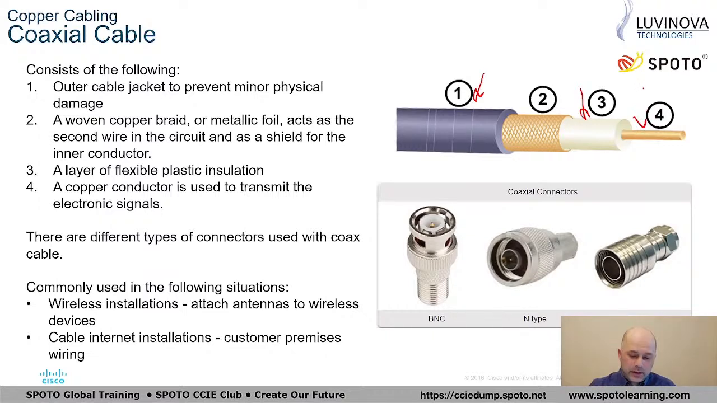How do we connect connectors? We have BNC, N-type and F-type connectors. Most of them you probably already know. There are different types of connectors to connect the coaxial cable. They are commonly used in the following situations: wireless installation, attaching antennas to wireless devices, or cable internet installation, customer premises wiring.